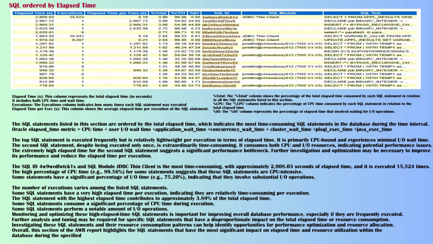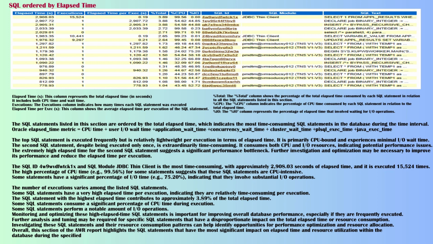The SQL statements listed in this section are ordered by the total elapsed time, which indicates the most time-consuming SQL statements in the database during the specified time interval. Oracle elapsed_time metric equals CPU time plus user I/O wait time plus application wait time plus concurrency wait time plus cluster wait time plus PL/SQL exec time plus Java exec time.